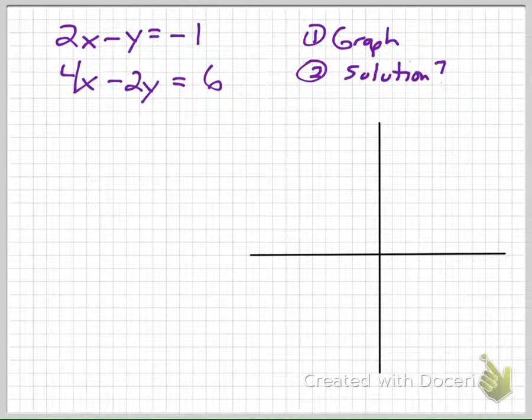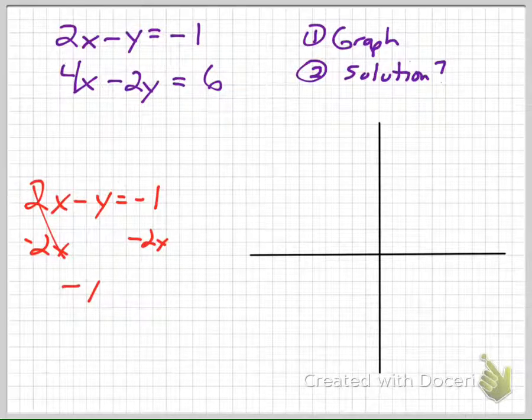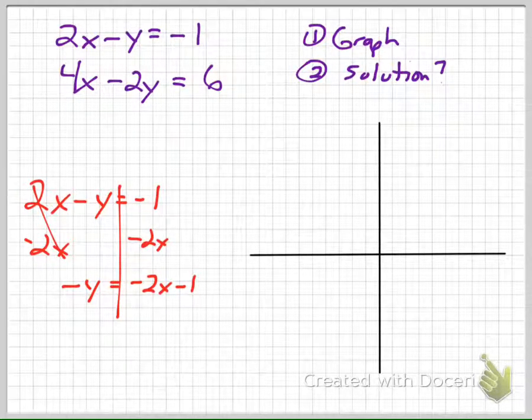So the first one goes 2x minus y equals negative 1. So we go minus 2x, negative y equals negative 2x minus 1. I have a negative y. What do I do? Flip everything, right? I'm going to multiply everything by negative 1. So it's y equals 2x plus 1.